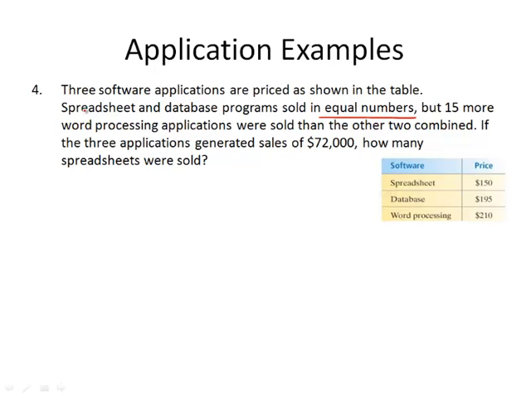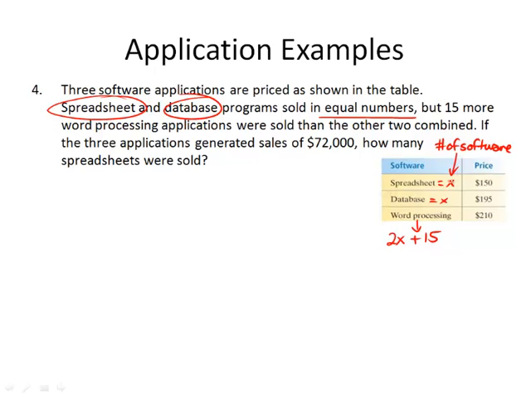So, spreadsheet and database were the same, so let's call those X for the amounts. And here they tell us that 15 more word processing sold than the other 2 combined. So word processing, you combine the 2, so that's 2x, and 15 more would give us the number of word processing software that was sold. So now those variables that we have are the amounts of software sold. So, number of software.